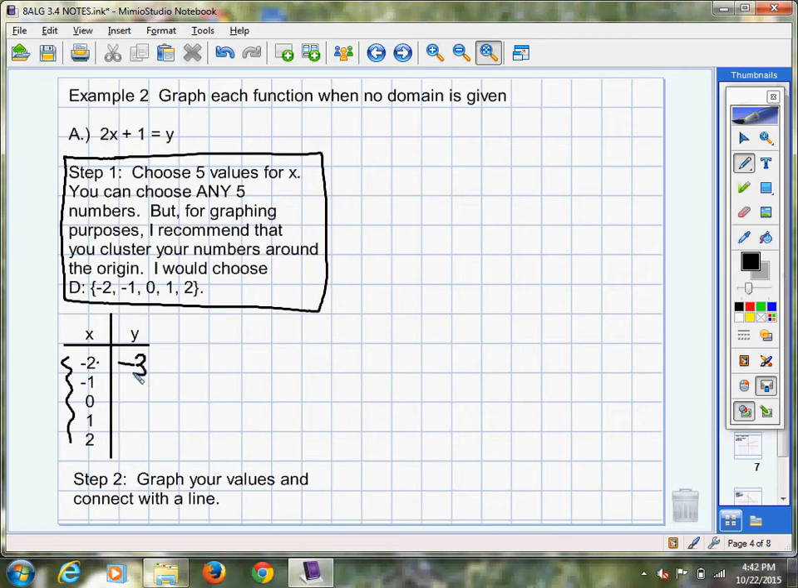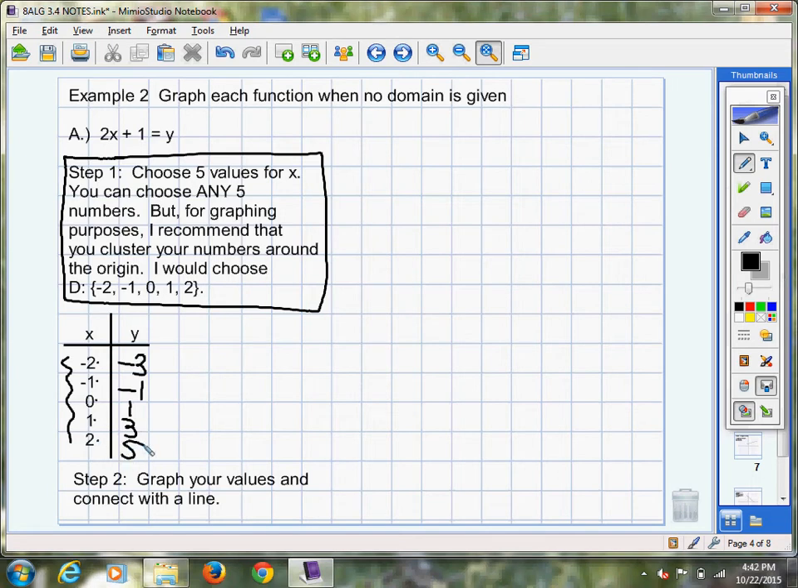Awesome. Go down here. Let's do this one. -1 times 2. That's -2. What's -2 plus 1? That's -1. Okay, let's do our third point. 0 times 2. That's 0. 0 plus 1, 1. Let's come here to +1. 2 times 1, that's 2. 2 plus 1 is 3. And then last one, +2. 2 times 2 is 4. 4 plus 1 is 5.